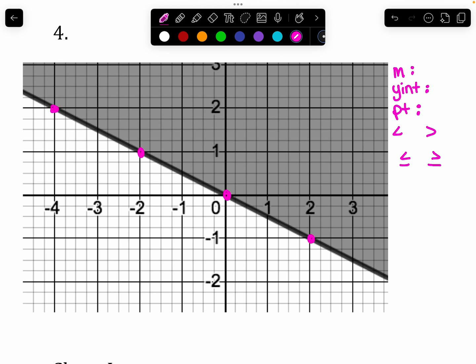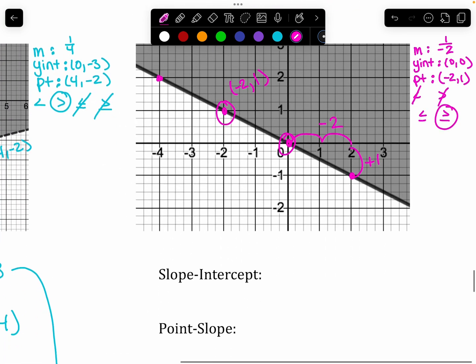To do slope, remember, we're just going to grab a couple of coordinates here. My slope is +1 over -2, so it's a -1/2. My y-intercept is the origin. It's 0, 0. I'm going to grab this coordinate right here, which is -2, +1. Inequality symbols, I have a solid line, so those two do not work for me, and I shaded above, so I need this one.